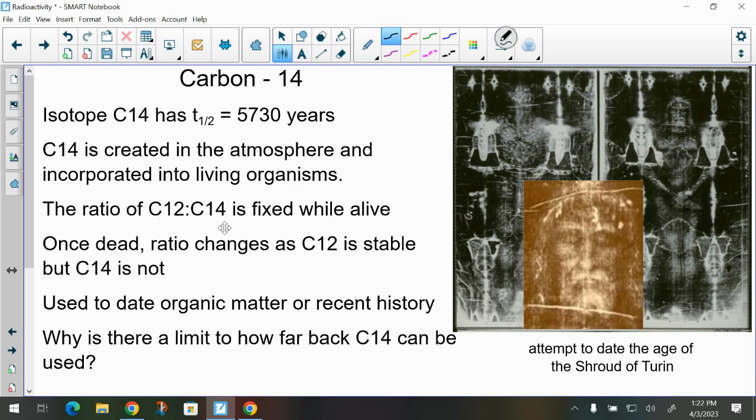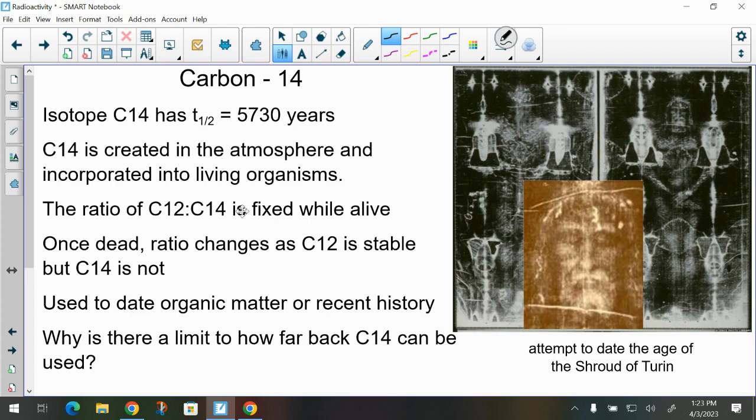And as long as you're breathing, that ratio stays about the same. But when you die, the carbon-12 is stable, so that stays there, but the carbon-14 is not stable, so it falls apart. So the longer you wait, the more the carbon-14 disappears and the more carbon-12 you have. So the idea is that carbon-14 has a half-life. Half the atoms will decay in about 5,700 years.